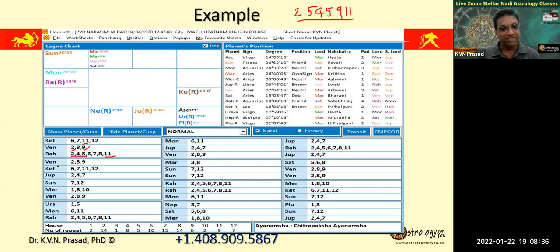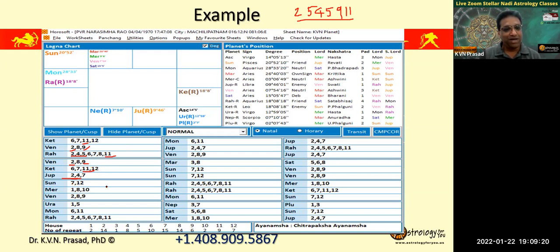Now let's see Venus. It is there again, but there is no 5. 2, 9, 11, 2, 4. 5 is not there, but still it is decent. There is a connection: 2, 9, 11, 4, all connected. If there is no 11 here, then it becomes scattered and loses strength. The 11 came in the Nakshatra lord, so it is connected.